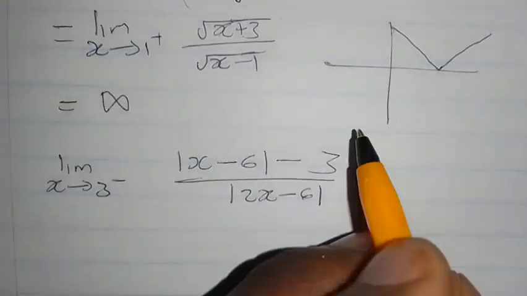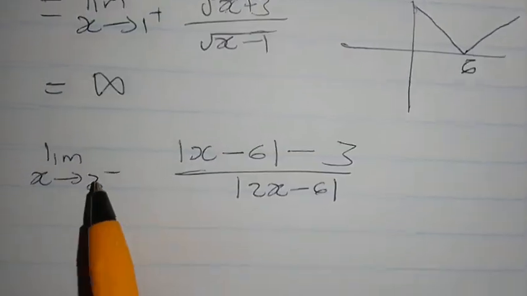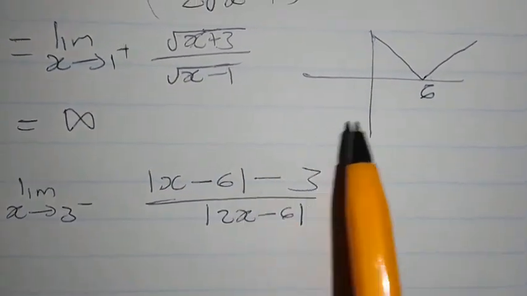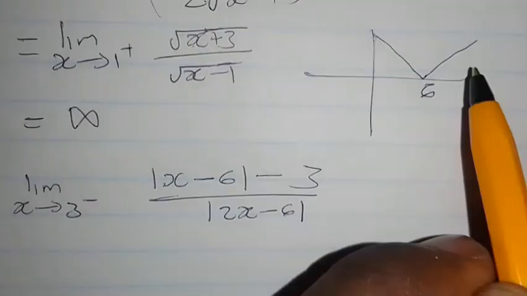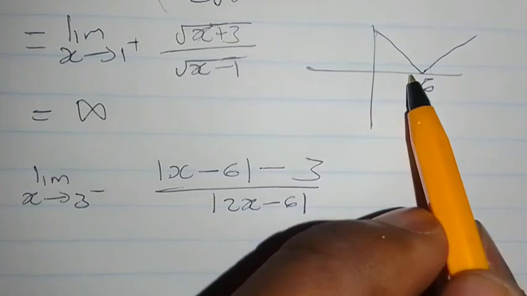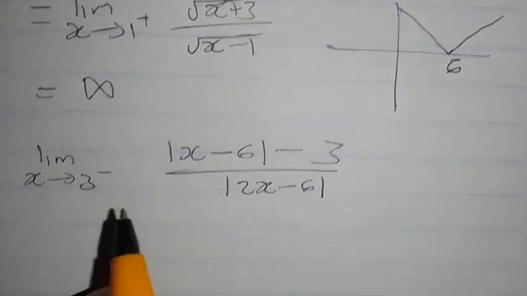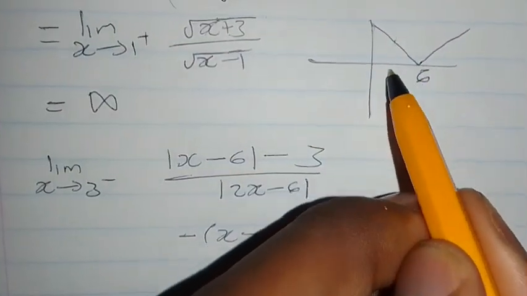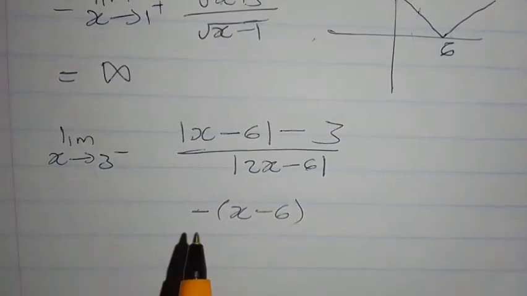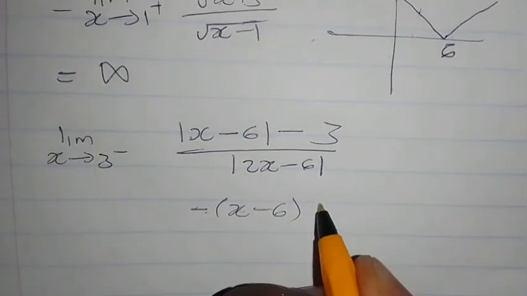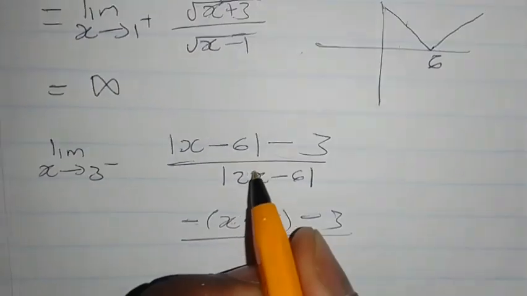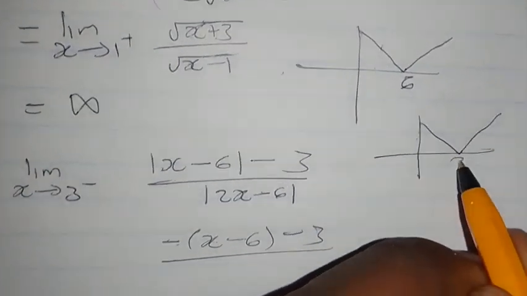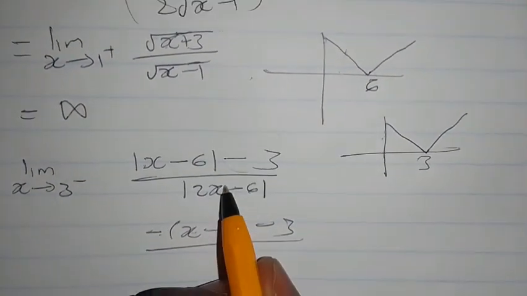So that means we'll have a critical number at 6. For all x values less than 6, this absolute value will just be the negative of x minus 6. I'm doing this because the 3 that we are approaching is on the left of that. So it's just going to be minus x minus 6, and then you keep the negative 3. The same is true for 2x minus 6, except we're going to have the critical number at 3, because at 3 is where the absolute value will be 0.